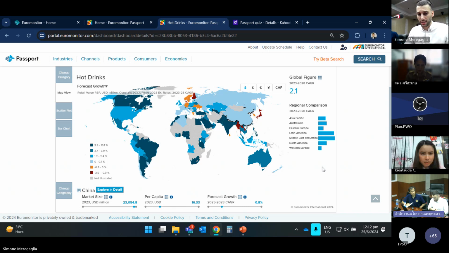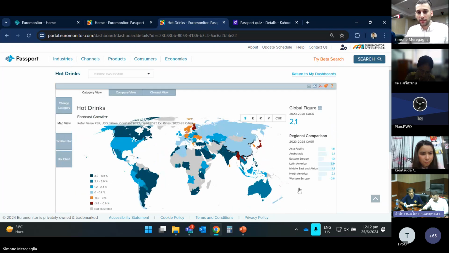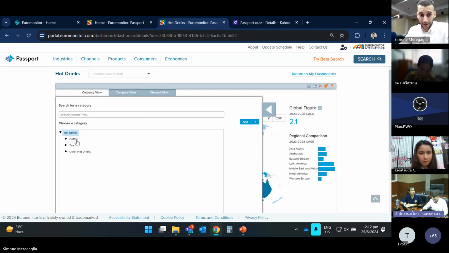And then you also want to see, compared to how much the market size is and what the forecast growth is, how much white space there is for those specific countries. By the way, if you want to dive deeper and you don't want to just know hot drinks, but you want to look at specific subcategories like coffee or tea or other hot drinks, or within coffee, you can look at different things.